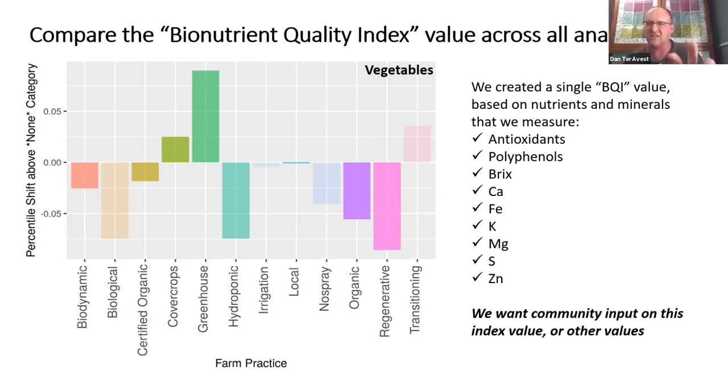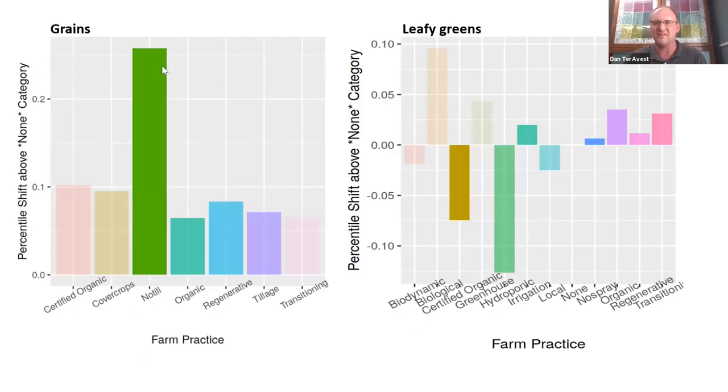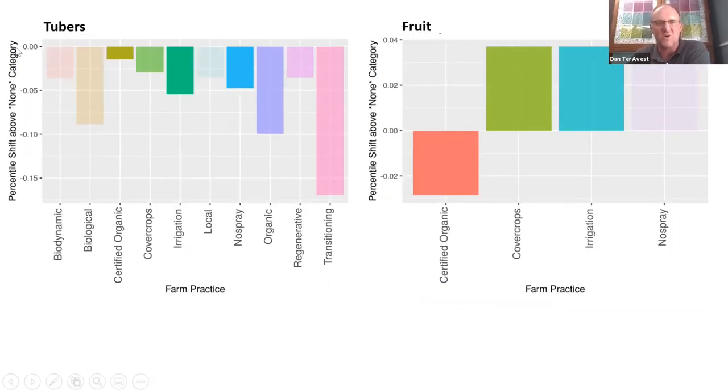So we're starting to generate these plots for each crop type. This is vegetables. Here are the same plot types now for grains and leafy greens. Now we see no-till is really good. And almost across the board, every one of these regenerative practices, we're seeing a positive shift, with us having more confidence in the organic, the regenerative, the tillage. Over here, in leafy greens, we're seeing a decrease in BQI for certified organic and for hydroponic, but some others are going up, though there's not a whole lot of statistical confidence in those. And then the last set are roots and tubers. For whatever reason, all of the regenerative practices that we're looking at are supposedly causing a decrease. Cover crops is going up, certified organic is going down.